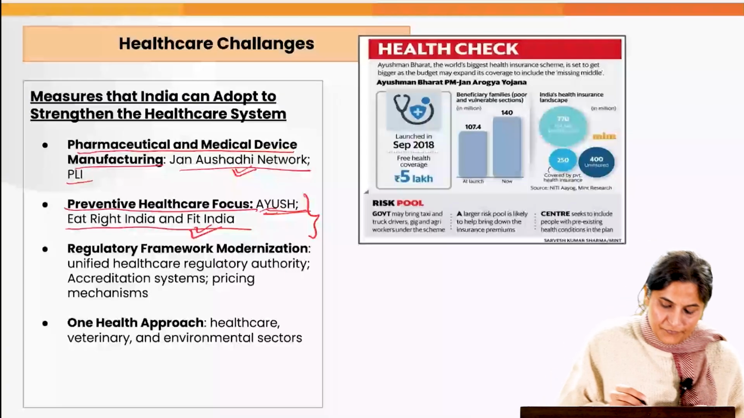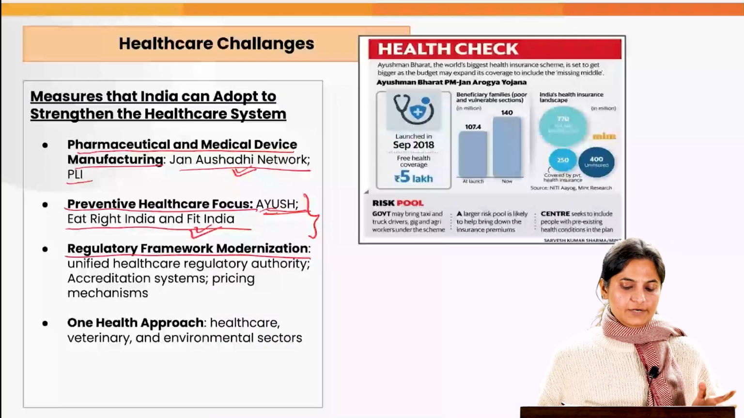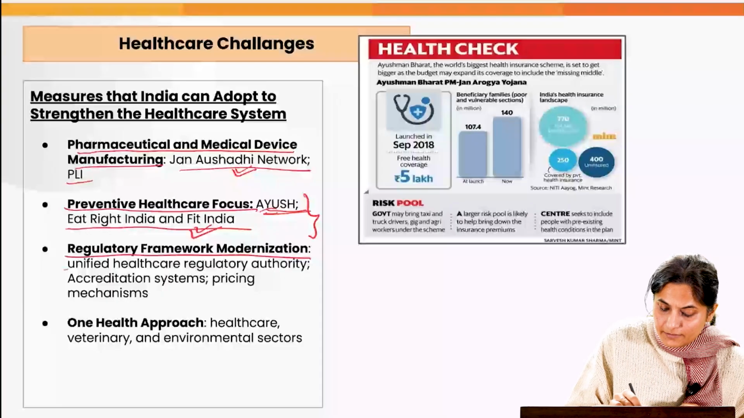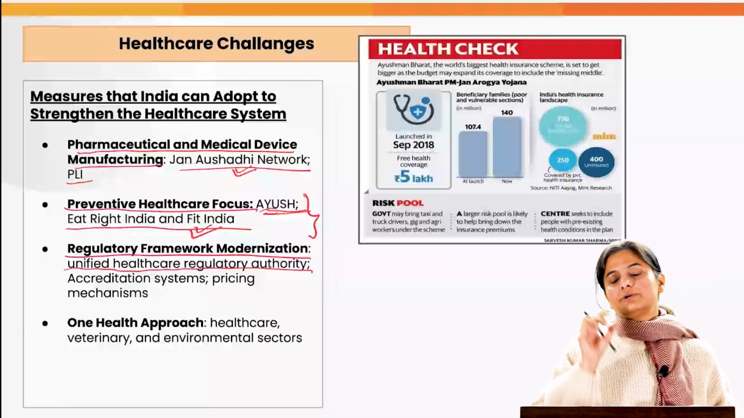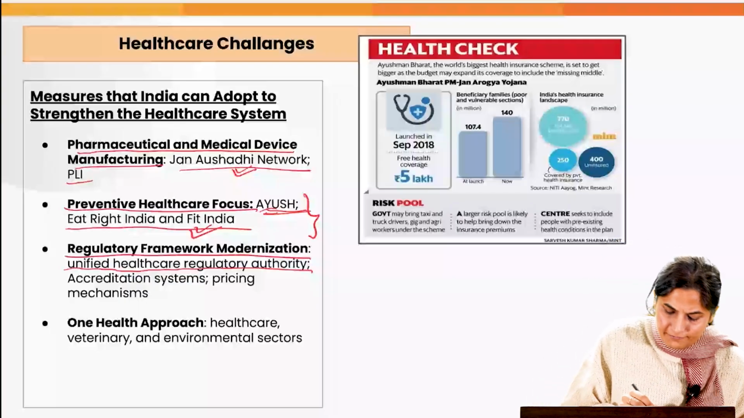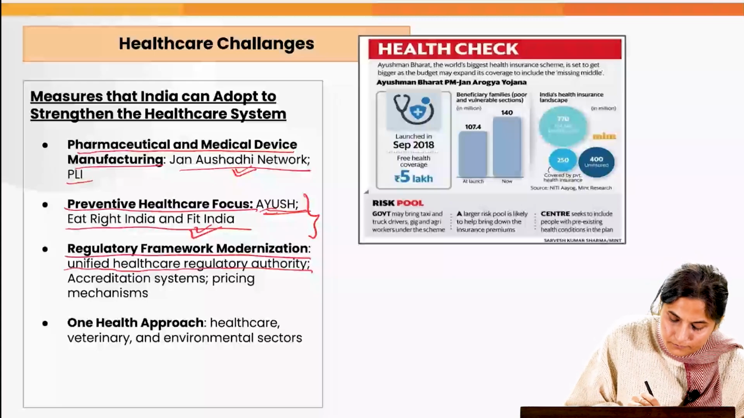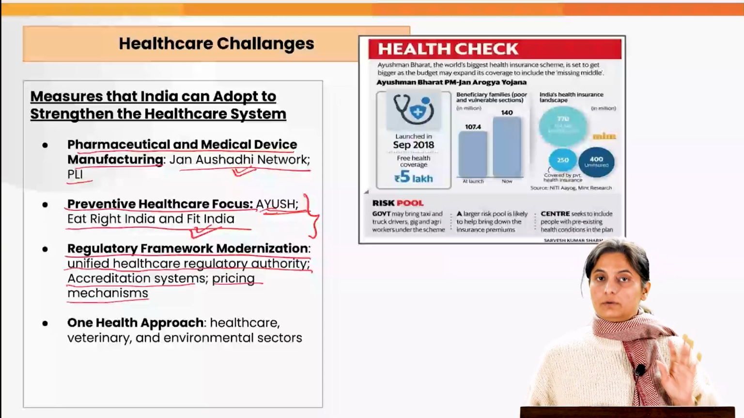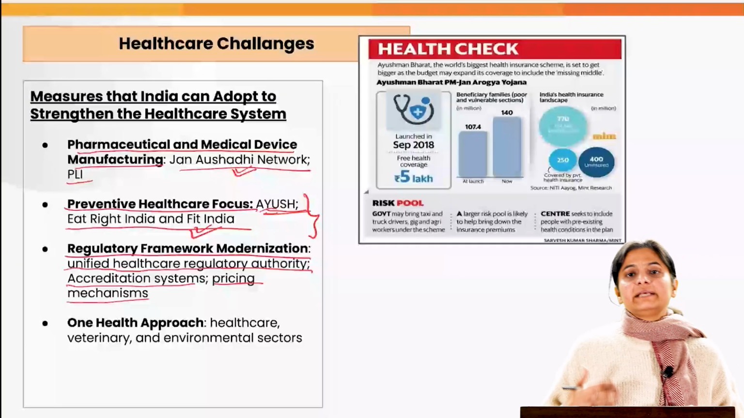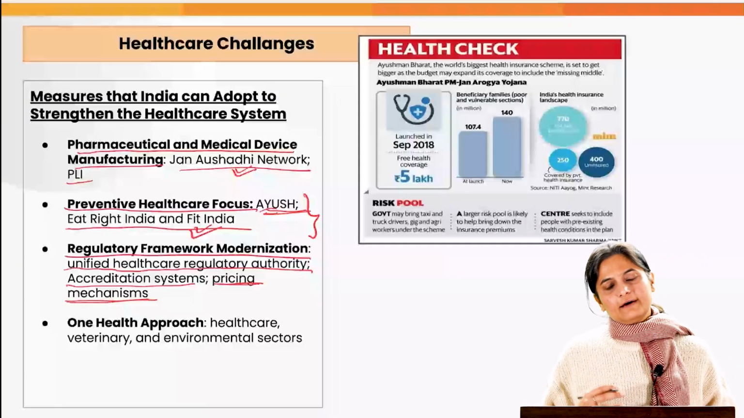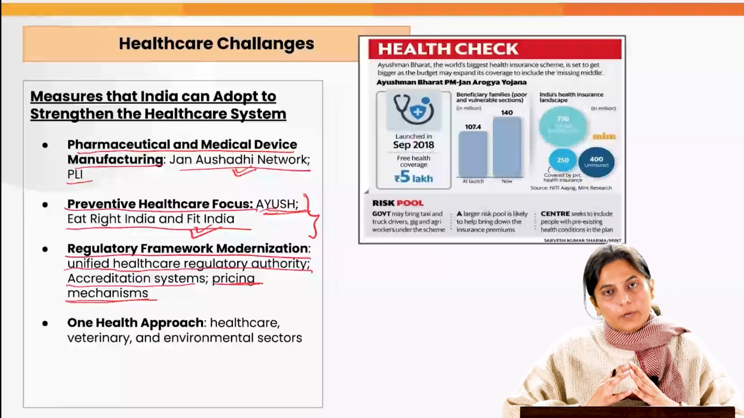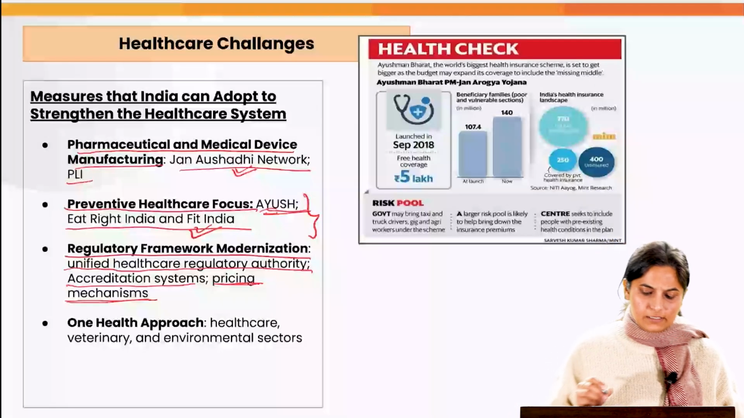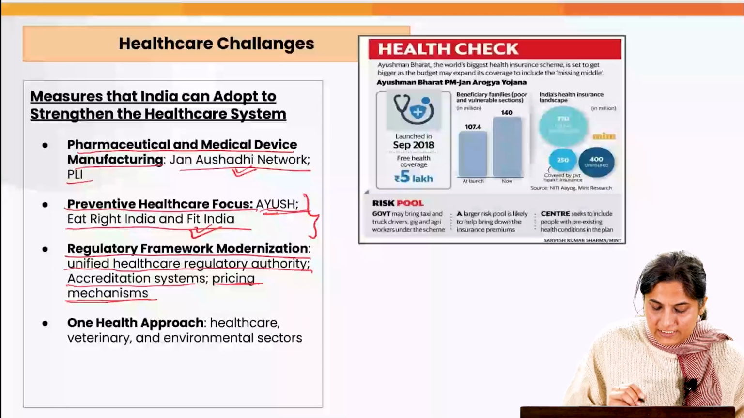Then another aspect is regulatory framework modernization. There is a regulatory framework, but it is in pieces, piecemeal. We have to ensure that it becomes unified, a unified healthcare regulatory authority, at least at one point. And after that, as per the various sectors, they could be differentiated. Then there is a need to ensure accreditation systems are there so that quality does not remain subpar and remains standardized. There are pricing mechanisms also that have to be there for all aspects of healthcare, right from equipments to medicines to doctors, and there are various incentives that are being given to the doctor fraternity and the sectors.